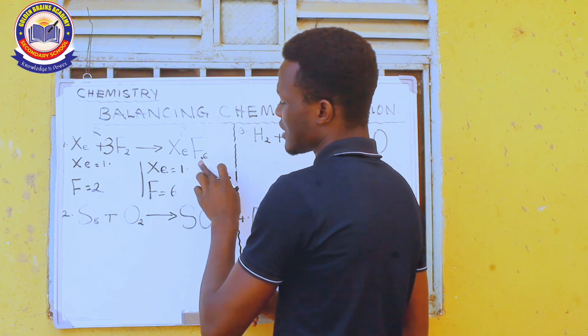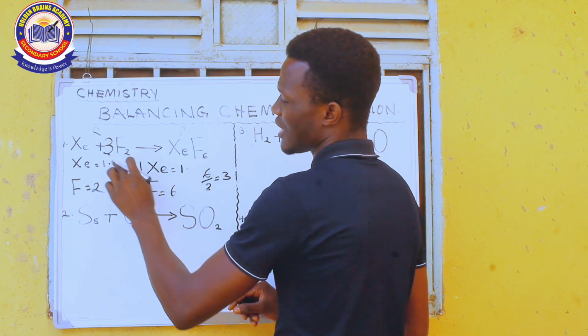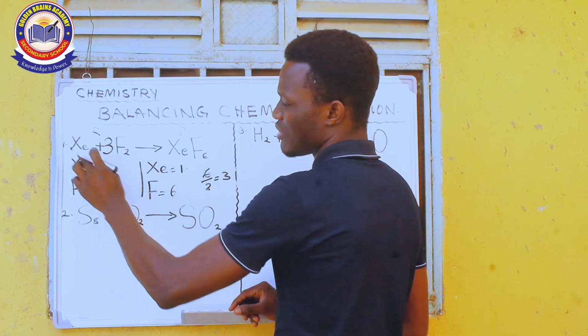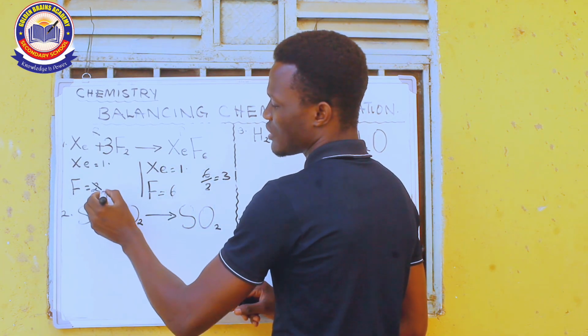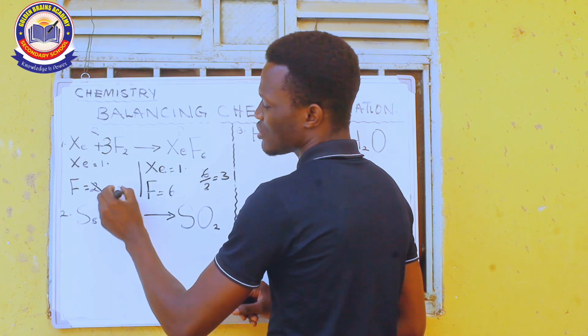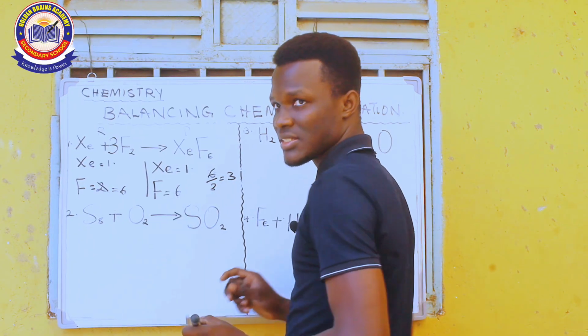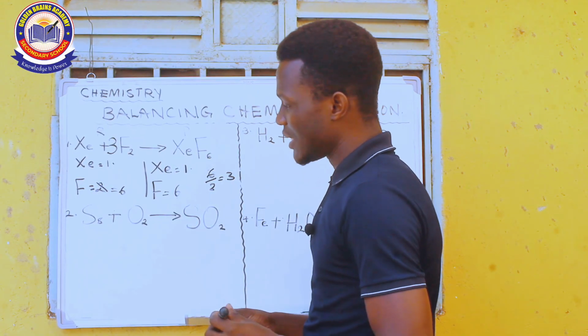Then check here, 6 fluorine, here 6 fluorine. 1 xenon, 1 xenon. Now we say fluorine will move from 2 to 6. Now we say like this, the equation is balanced.